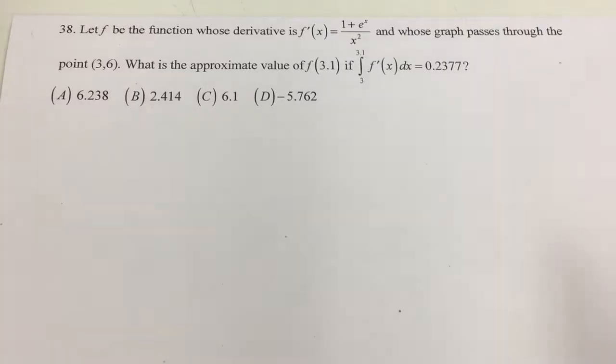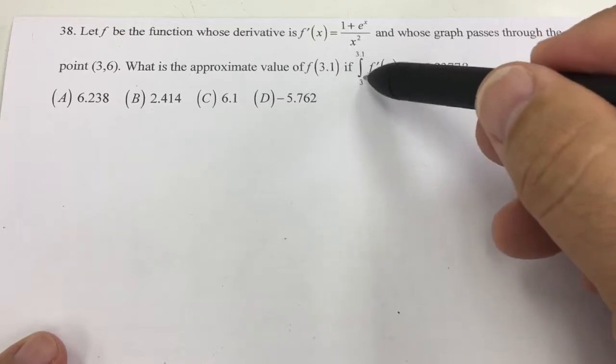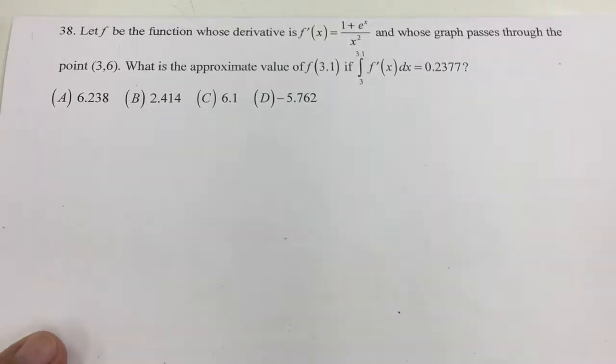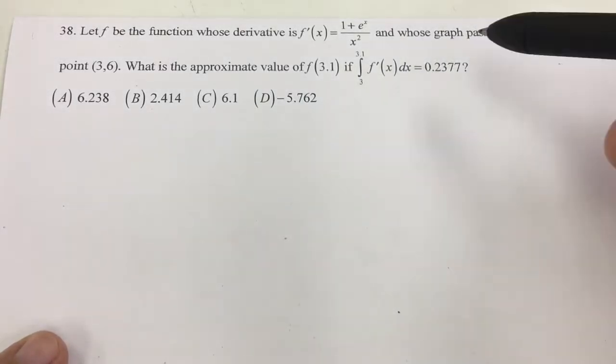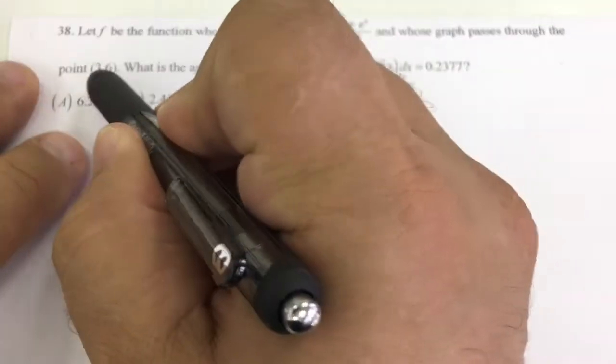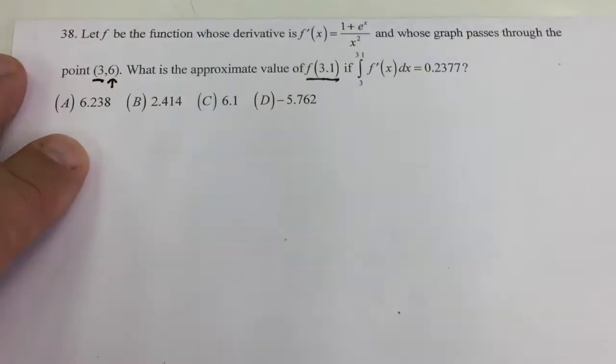Choice C. Next, it gives me a derivative, and it says that this derivative from 3 to 3.1 is actually 2.377. They already calculated that for me. They want to know what f of 3.1 is. I see here that f of 3 equals 6.